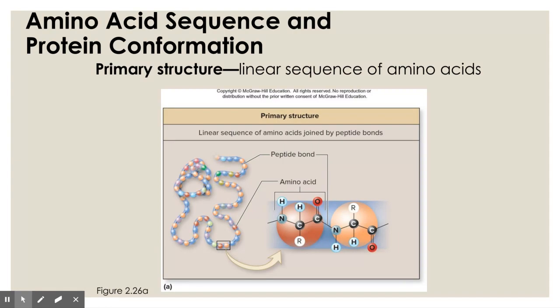So we need RNA in order to then make a protein. We get a template from our DNA to make our RNA, then we use RNA to make our proteins. When we do this, we start with a primary structure, which is just the linear sequence of amino acids. It's just what order are those amino acids in.